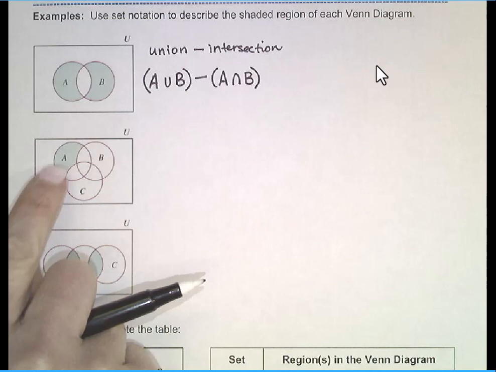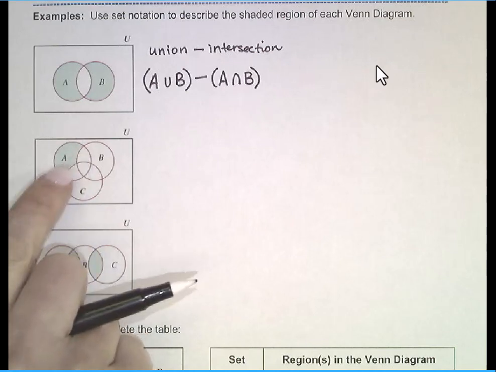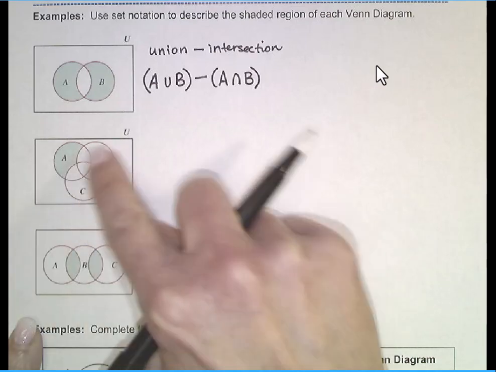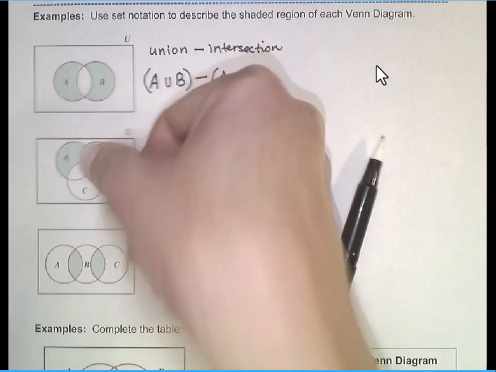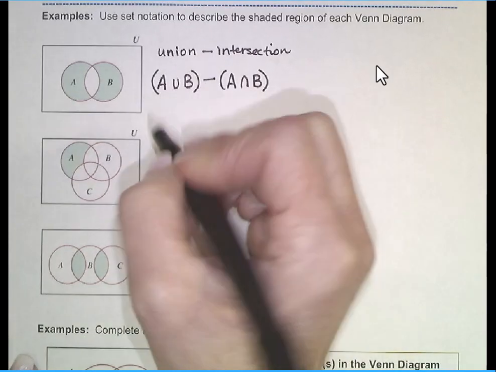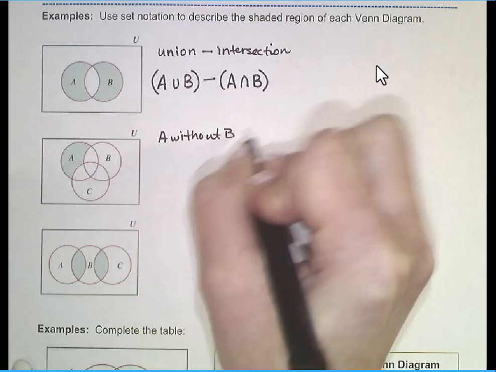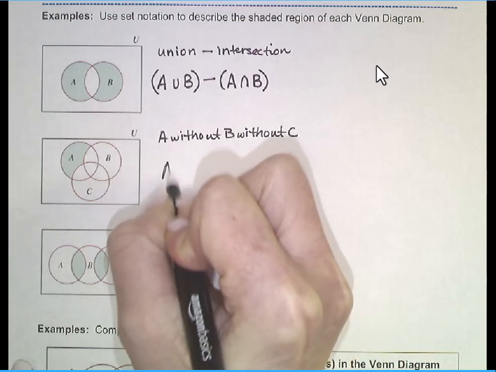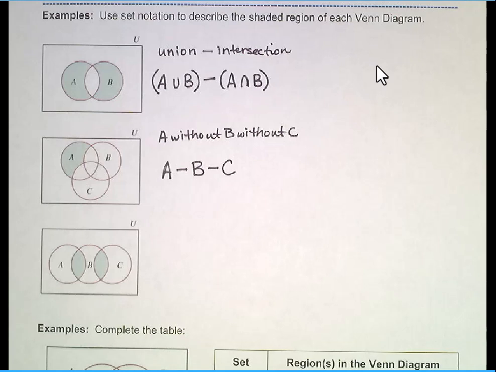Now looking at this one, it looks like they started here in circle A. And not only does this A cookie have one bite taken out, it has 2 bites taken out. So it's A without B, because they bit out B, and then they also bit out C. So that's A without B without C. Again, that's a cookie with 2 bites. So I would write that A minus B minus C. I think that's the fastest way to write that one.